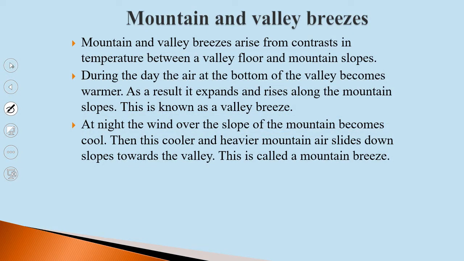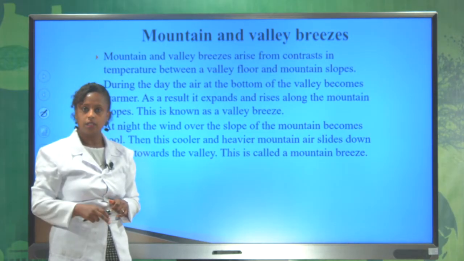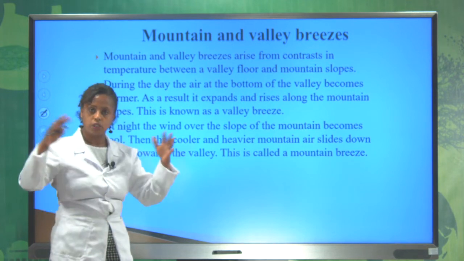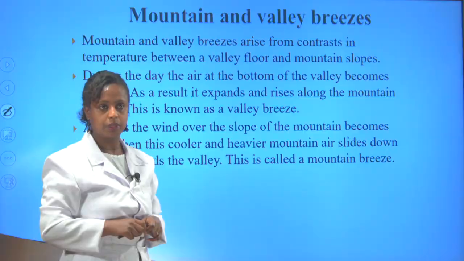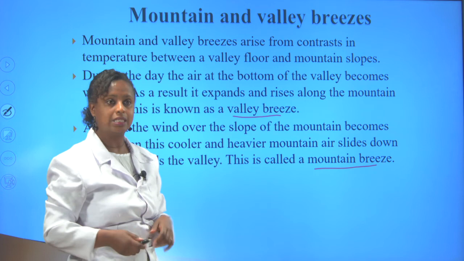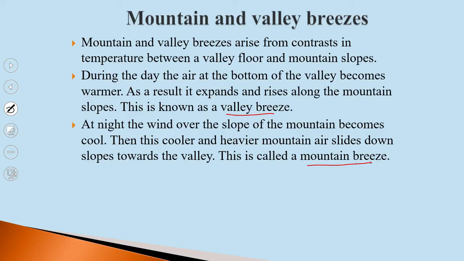Let's proceed to mountain and valley breeze. During daytime, at the bottom of the valley, the temperature is higher and the air rises over the slope of the mountain. We call this valley breeze. But at night, the air over the slope of the mountain cools. This cooler and heavier air moves down the slope of the mountain to the valley, we call this mountain breeze. This mountain and valley breeze is the result of difference in temperature between night and day.